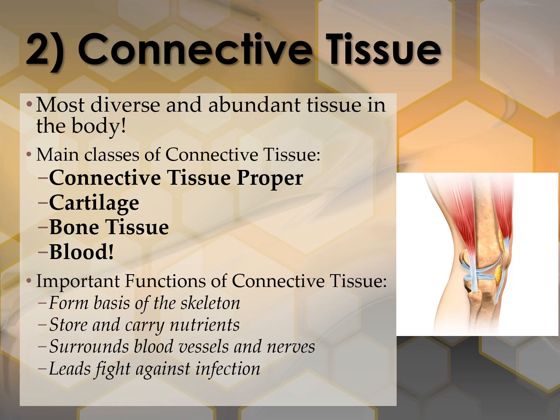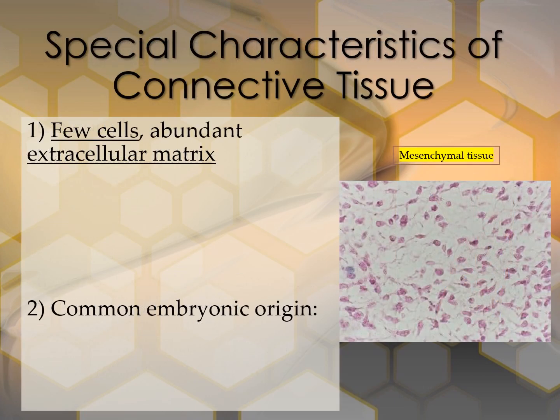Okay, so we said the epithelial tissue lines the blood vessels on the inside, but again, every epithelial tissue is going to have connective tissue associated with it. Okay, and it leads the fight against infection. So we'll talk a little bit more about that when we talk about the immune system, but we produce our blood cells in the bone marrow.